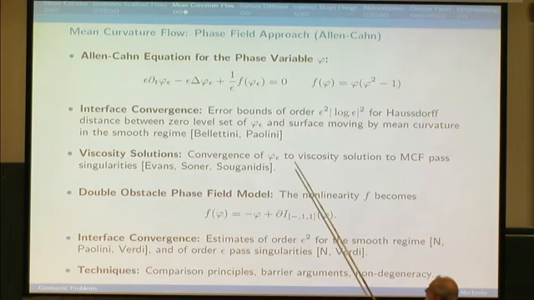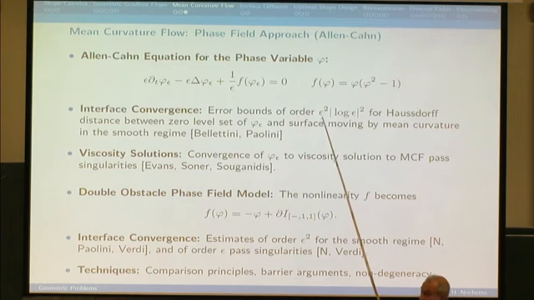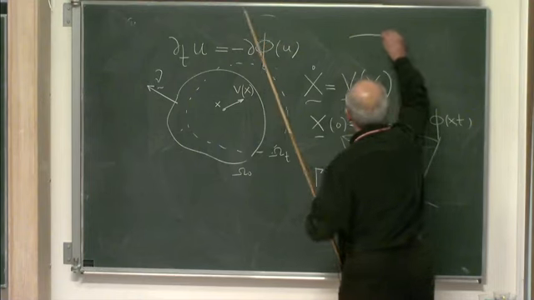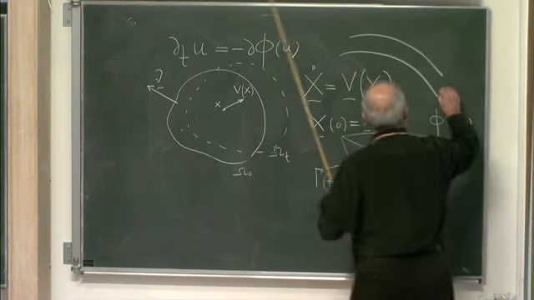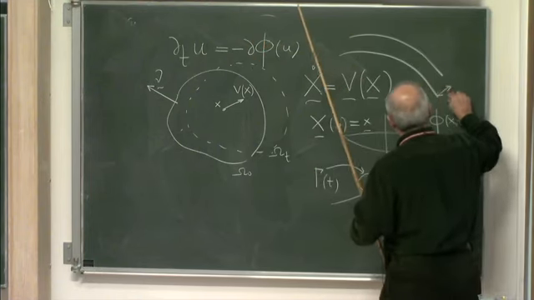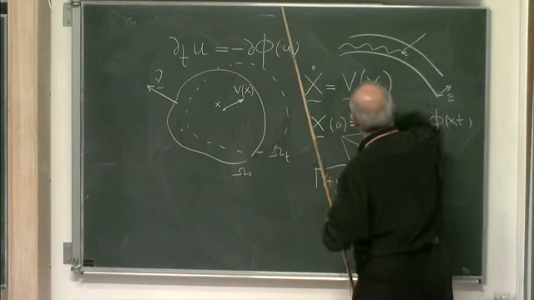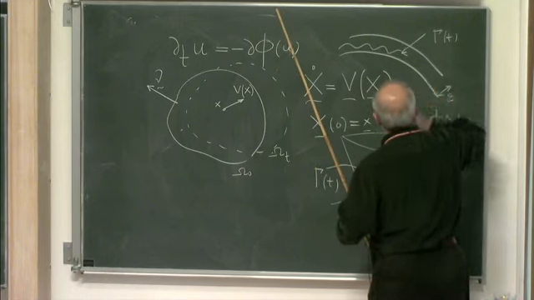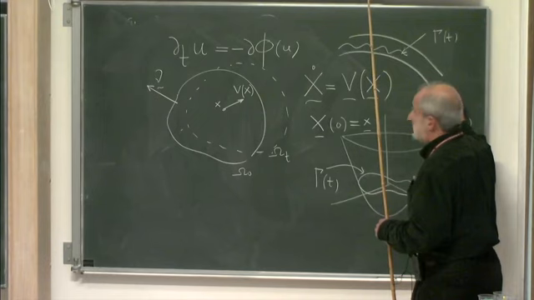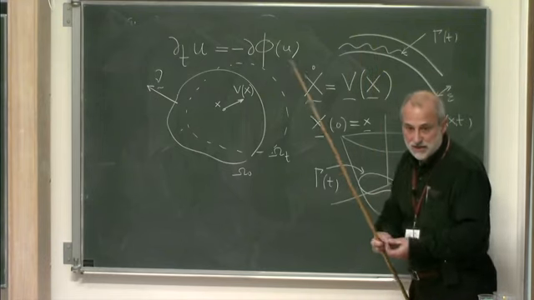Okay. Well, this is very good news because remember the interface. If this is the interface, the diffuse interface, this is epsilon, and the true interface is somewhere here. This is our gamma of t. But if we know how to start.